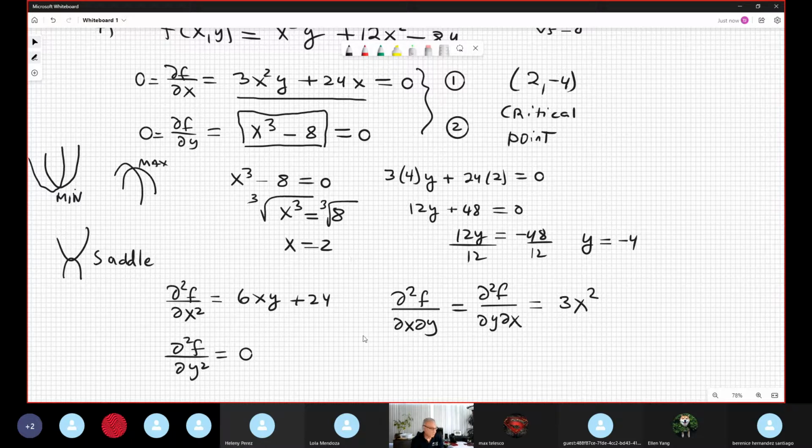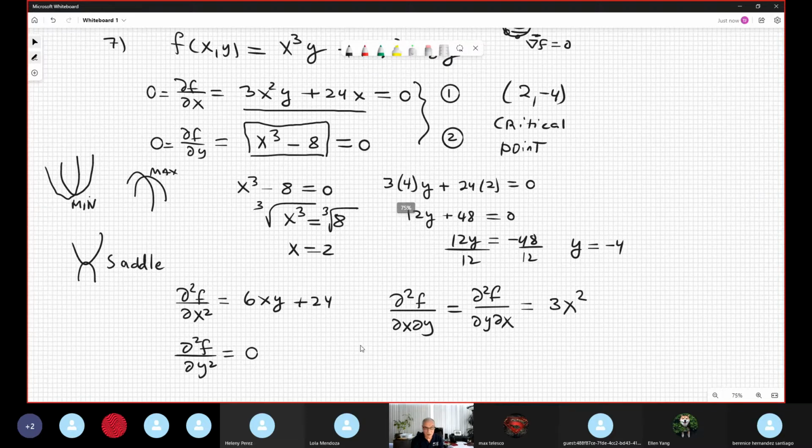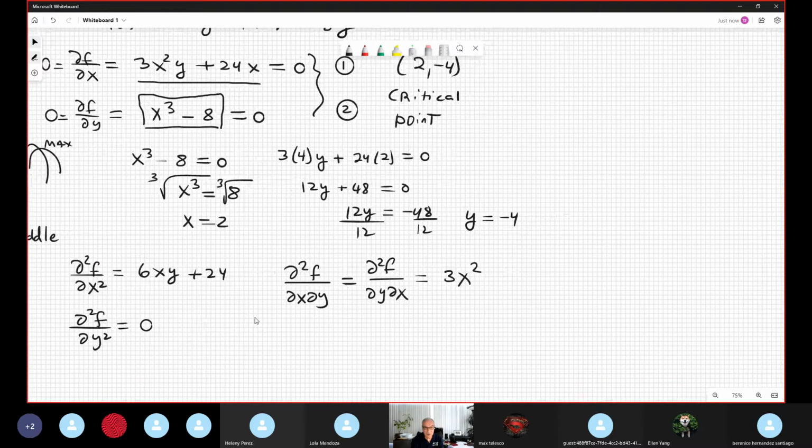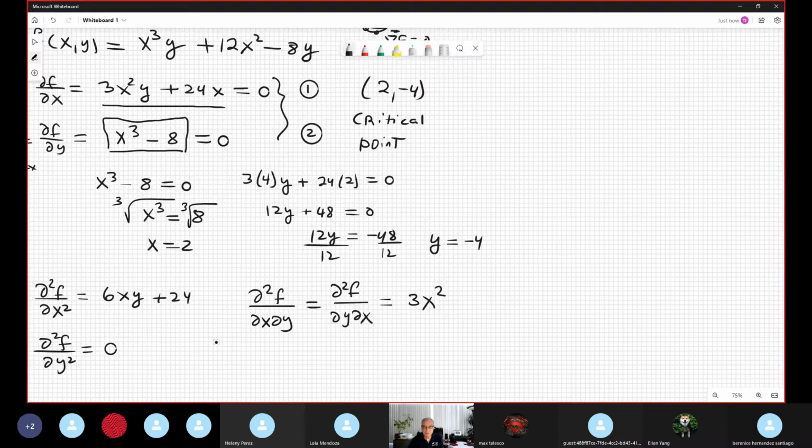Now I need to compute the famous discriminant, which is capital D, evaluated at the point (2, -4), which is my critical point, because the reason I'm doing this is because I want to understand the behavior of this.